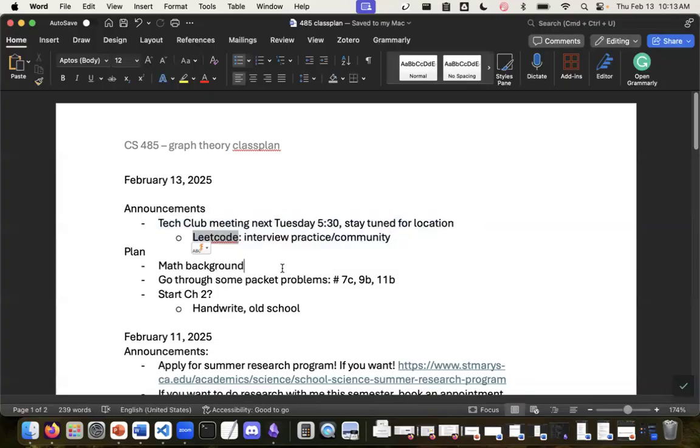My plan for today: we're hopefully going to finish the math background packet, just to ease you into this. We'll go over some packet problems, and I'll probably have you write them on the board. Depending on how far we get, we might start chapter 2. My plan for chapter 2, if you have the textbook, is to go pretty much through the definitions of the textbook. You may have noticed there are practice problems interspersed in the text. Those will be our packet.